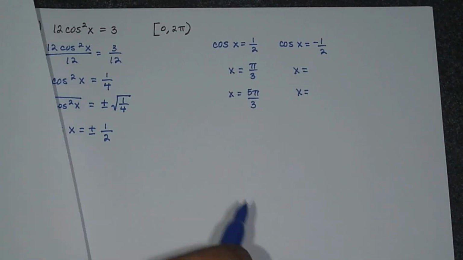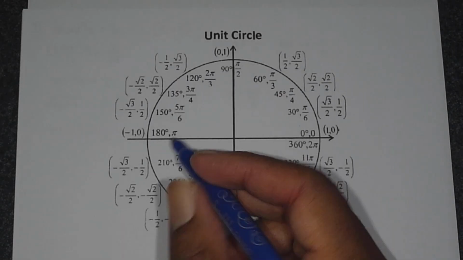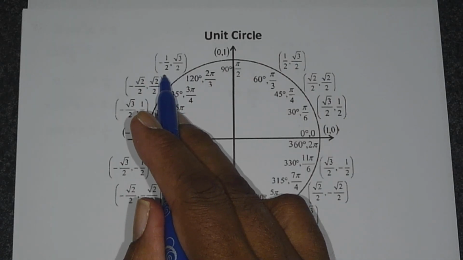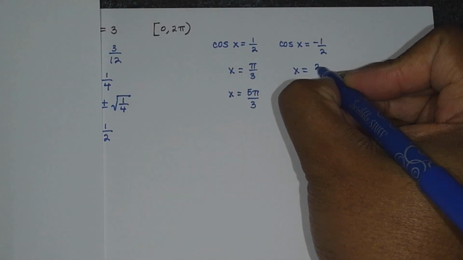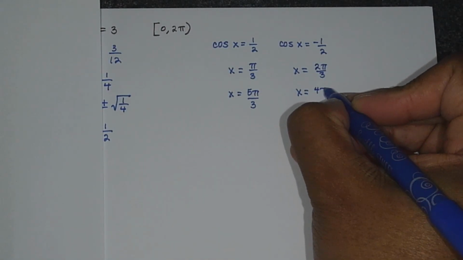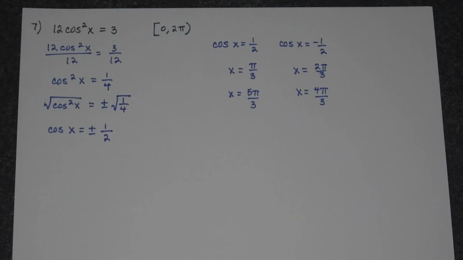And then for negative 1/2, we need the x coordinate of negative 1/2 here on this unit circle. Well, here's one of them. What would be that angle measure for that? 2 pi over 3. The other one, 4 pi over 3. Yeah. All right. Are there any questions about problem number 7?